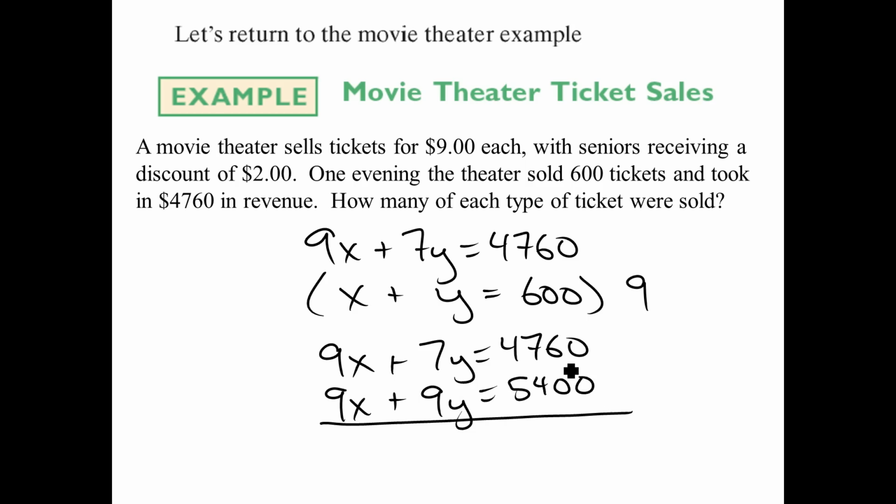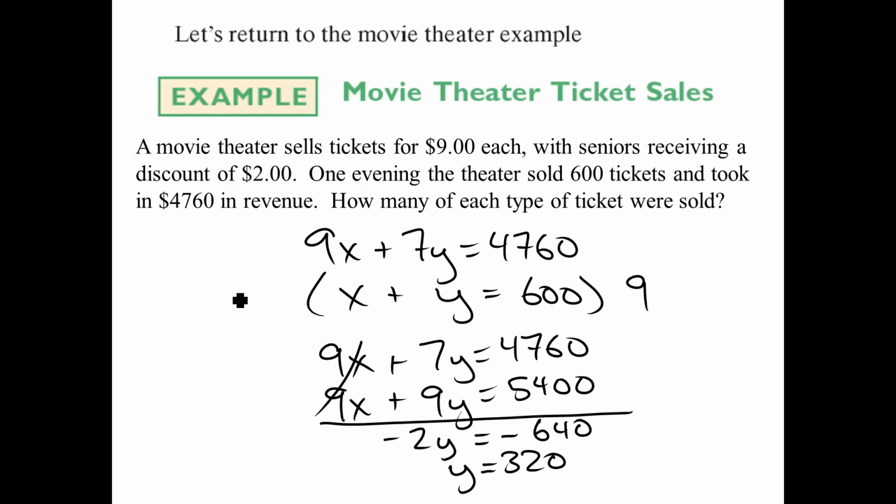And so when we subtract down, we're going to have, what do we have here? Negative 640. I believe that's right. 48, yep. Equals, the x's will cancel, negative 2y. Divide by negative 2, y equals 320. 320 seniors are going to the show.